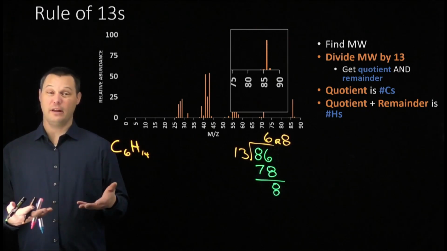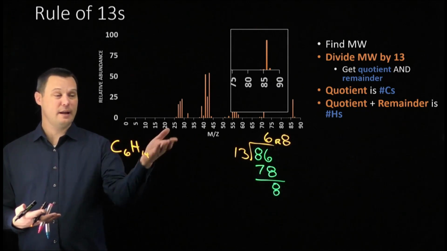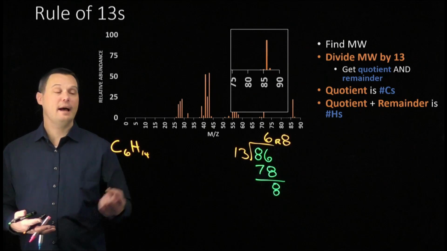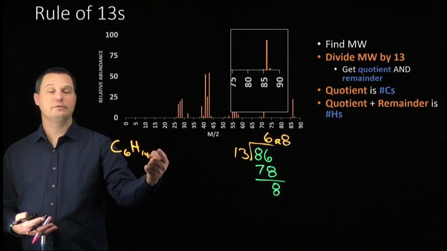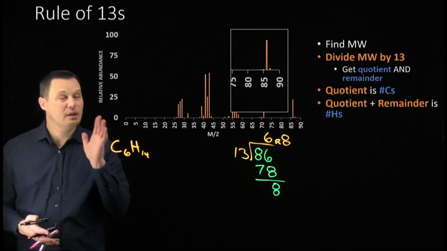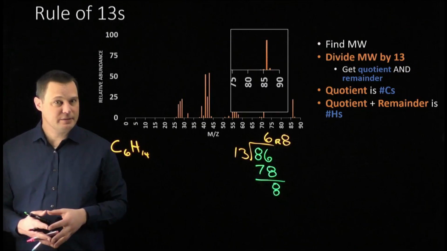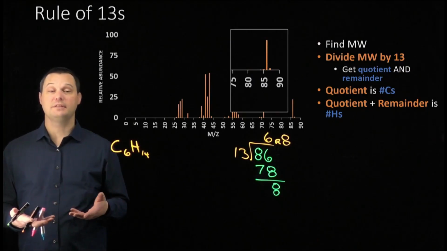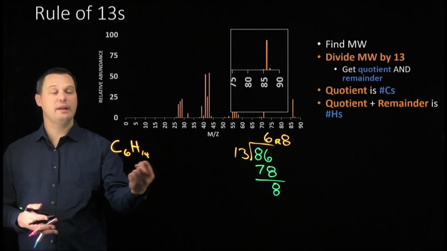But what if there are heteroatoms in the molecule? How do we account for an oxygen or a nitrogen in this formula? We cannot just stick an oxygen on the end of this formula, C6H14O. Can you figure out why we can't just append an oxygen? An oxygen has an atomic mass of 16 AMUs. We already have our 86 AMUs.